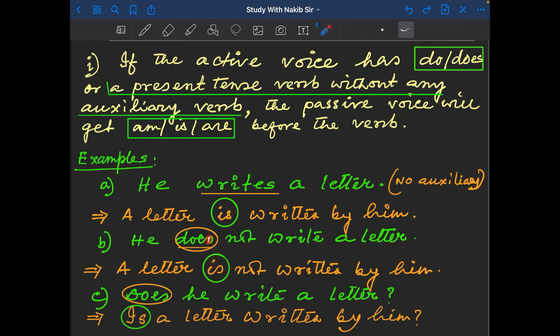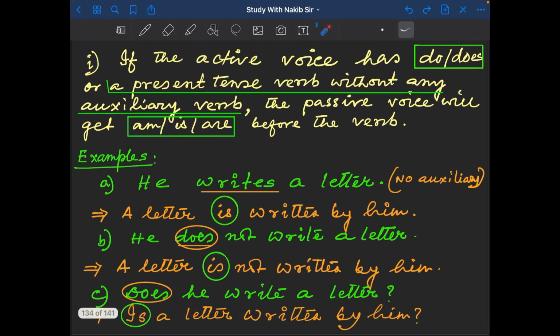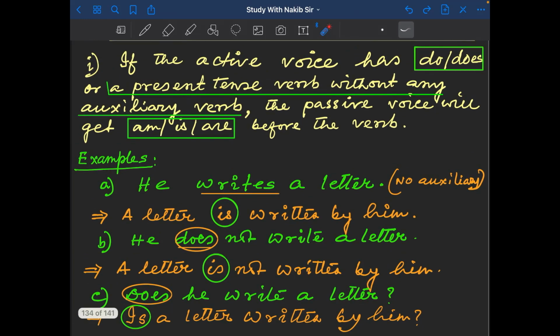Here it is: a letter is not written by him. Does becomes is, and not stays. A write will become written, and this is the common pattern, by him. So: a letter is not written by him. You have got is here for does. Remember this, very interesting.